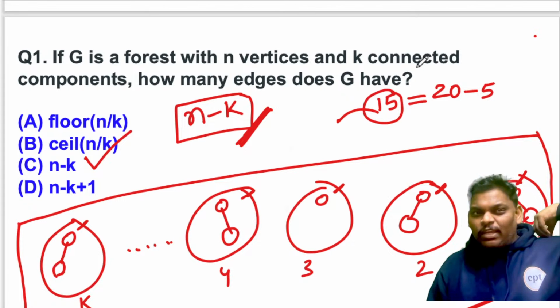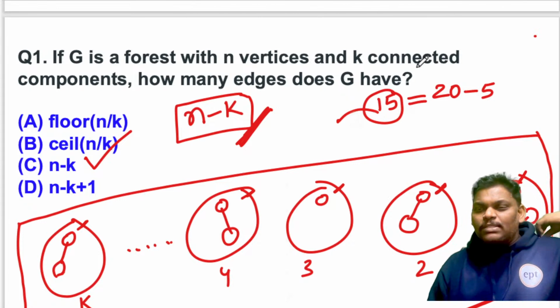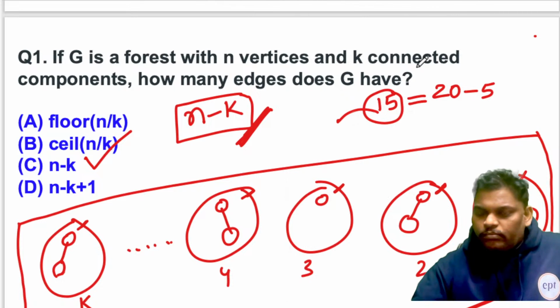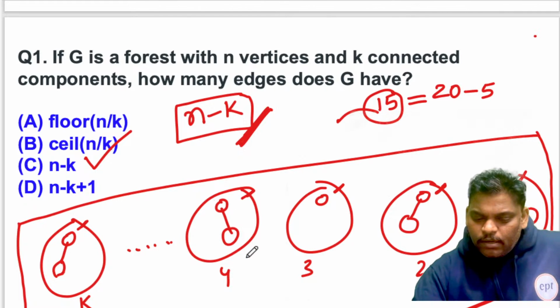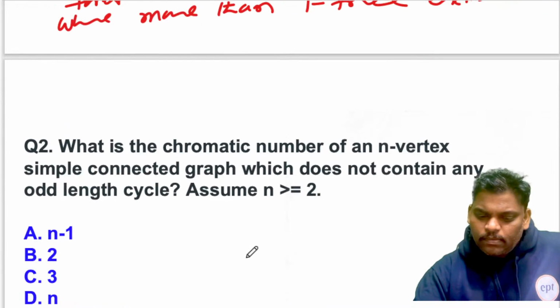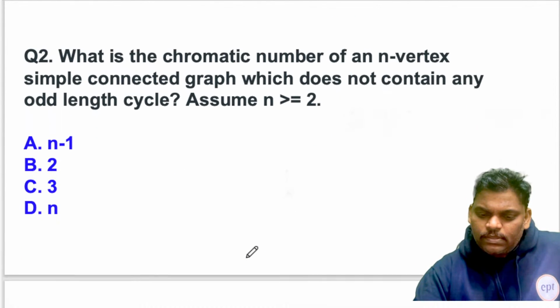Sir, if anyone says, sir, I have this doubt, please let me know what your doubt is, and I will help you. You ask me, I will help you. Right, perfect. Now let's go to the next. What is the answer of this?